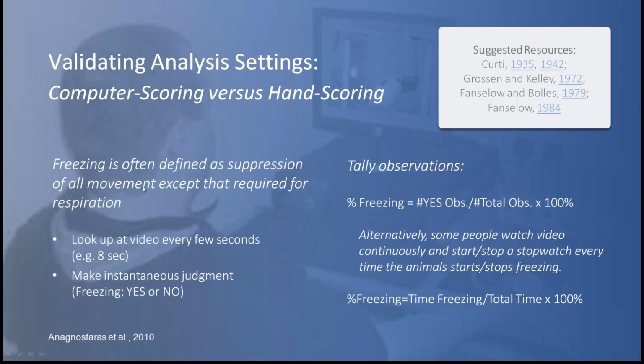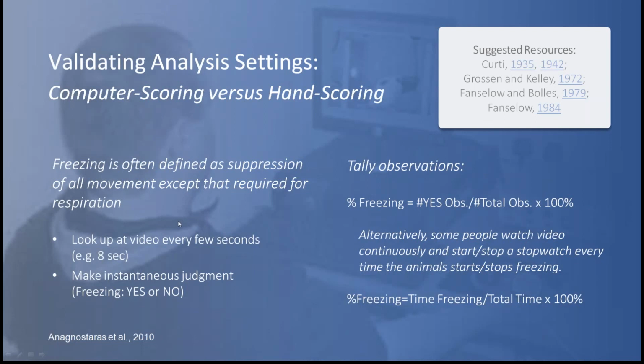Some of the premises behind this validation approach is that you need to have a way of determining if the animal is freezing, and so what is the definition of freezing? Freezing is often defined as the suppression of all movement except that required for respiration. This kind of definition of freezing is well established in the literature, and here are some suggested references and resources that can be looked at for further information.